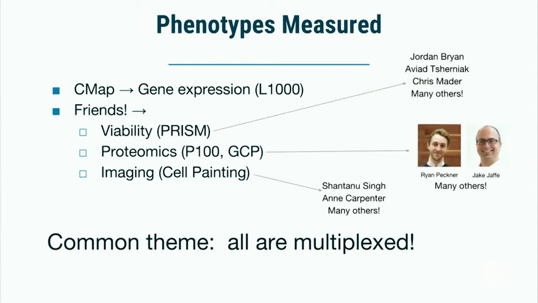And for the collaborators, there's a lot of people in each of these groups, both in the lab and on the computational side. I just want to highlight a few that we work the most closely with. Viability, Jordan Bryan, Aviad Cherniak, Chris Mader for PRISM. Proteomics, Ryan Peckner and Jake Jaffe, and then imaging, Shantanu Singh and Ann Carpenter, and of course many others behind the scenes that I haven't mentioned.